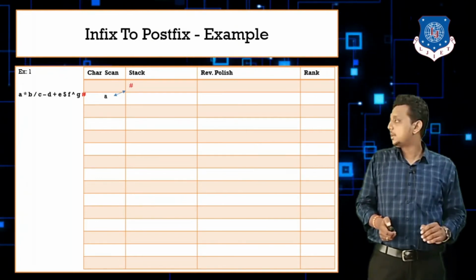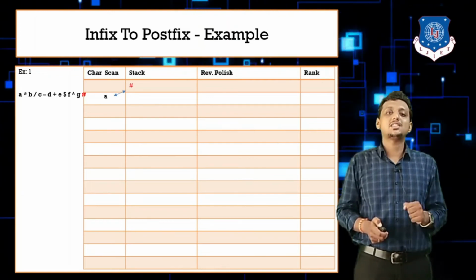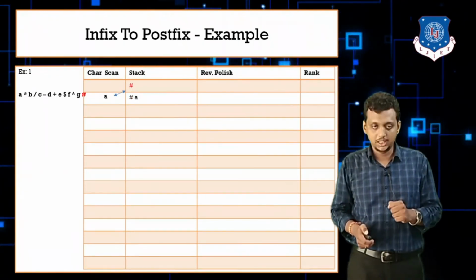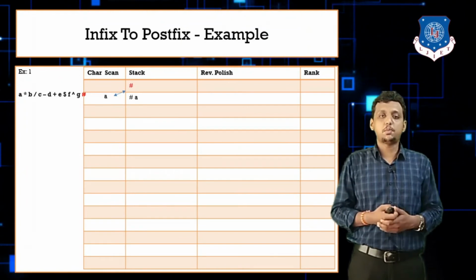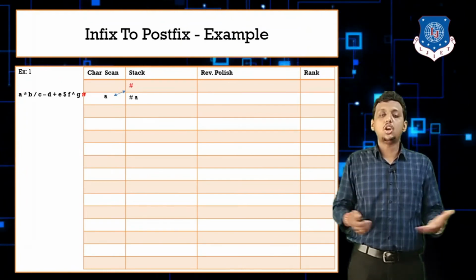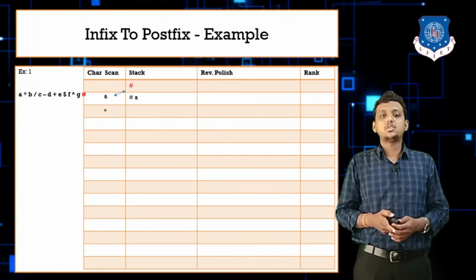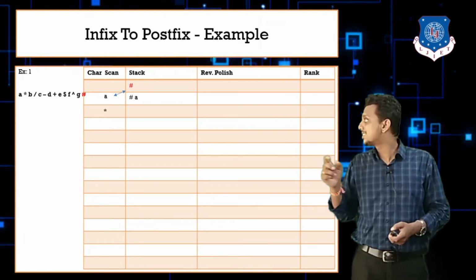Okay, so here my element a is pushed inside the stack. My stack column becomes hash a. There is nothing in the reverse polish, nothing in the rank, because both remain as they are. Now students, what next? Next I have star with me.